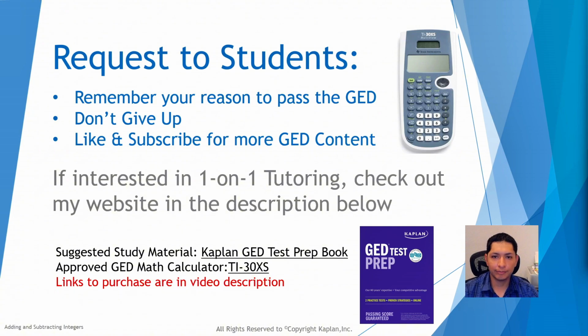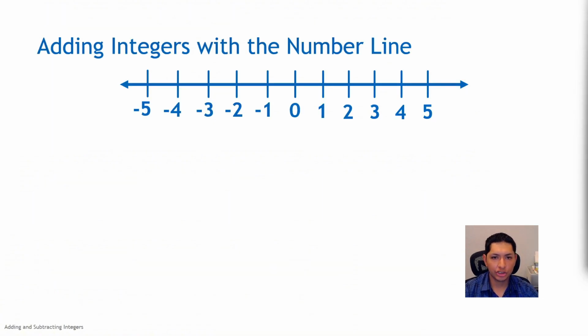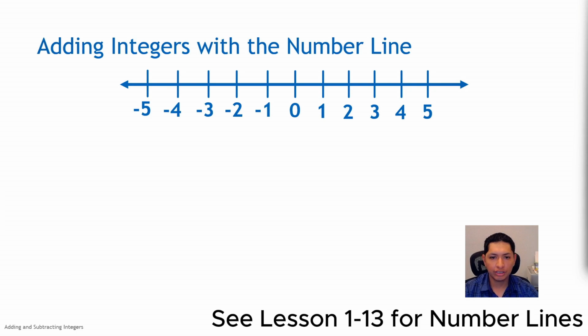All right, let's get started. Let's start with adding integers with the number line. Here I have given you a number line where I explicitly tell you how to interpret each notch in the number line. So each notch in the number line represents one value away from each other, and we are going to use that to solve this problem.